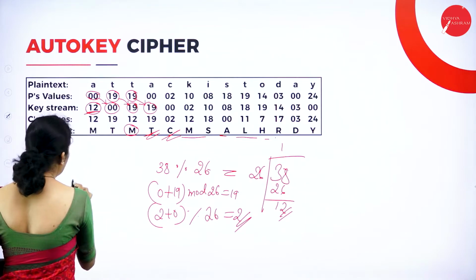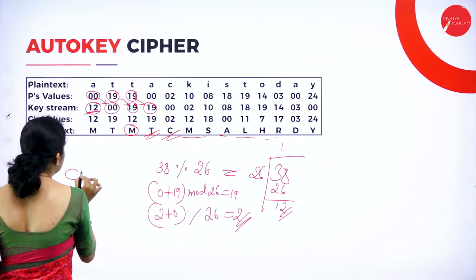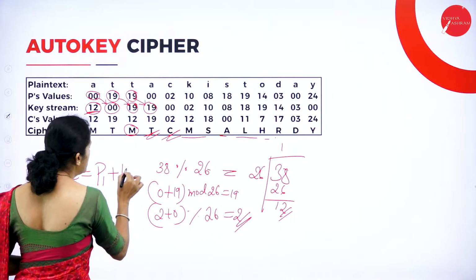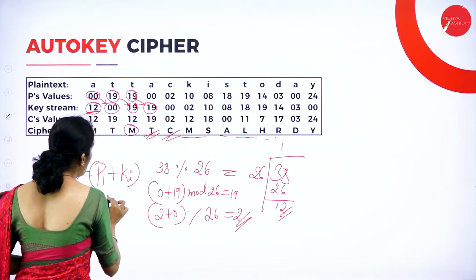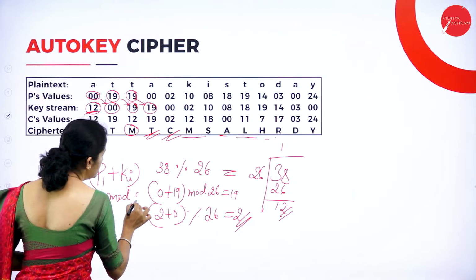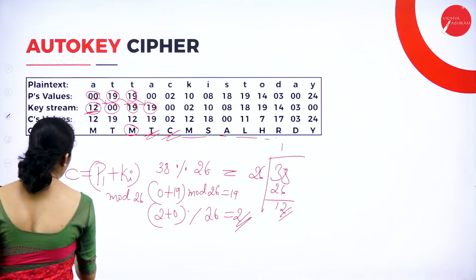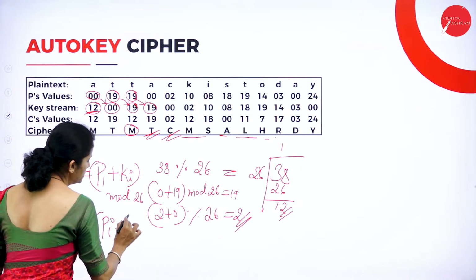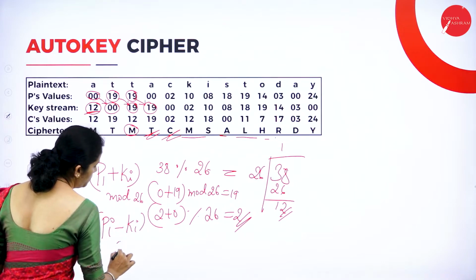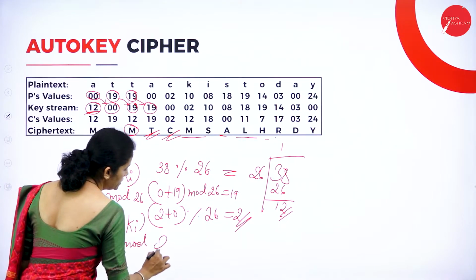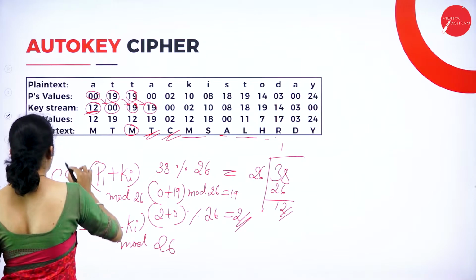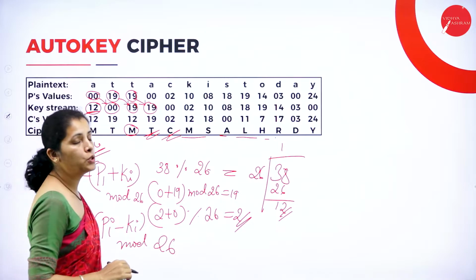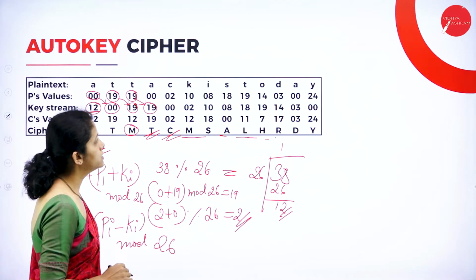Now to encrypt, what I want to do, C equal to plain text value plus key value, then mod 26. And to decrypt, that is P equal to Pi minus Ki mod 26, and it is mainly based on the additive cipher. So here we are going to make use of the additive cipher.